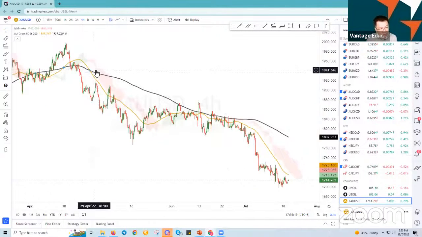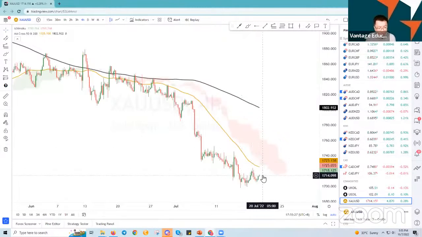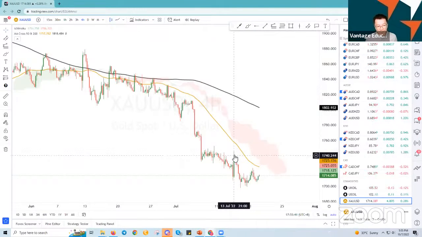We saw that cross there at the 1940 level towards the downside. And at this point now, you can see that price is sitting right across, coming very close towards that 50 MA. Does it break towards the upside, or is it going to hit and turn back down, quite similar to what happened here on the 13th of July? It came very close before turning back down again.